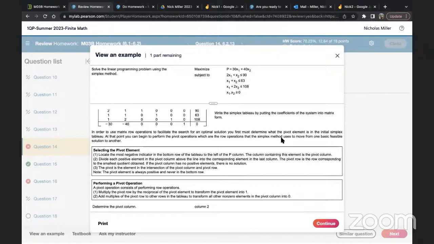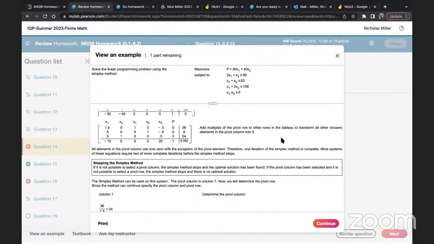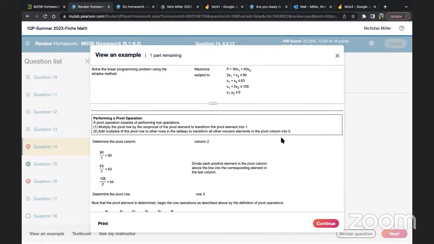Okay, so scroll down a little bit. Let's see if we figure out how they did that. Oh, sorry, too far. I need to see that box. Yeah, performing a pivot. Pivot operation consists of performing row operations. So you're going to do this reduced row echelon thing that we talked about, multiplying the pivot row by the reciprocal of the pivot element to transform the pivot element to 1. Okay, so you're dividing it basically, but you're turning the pivot element into 1.